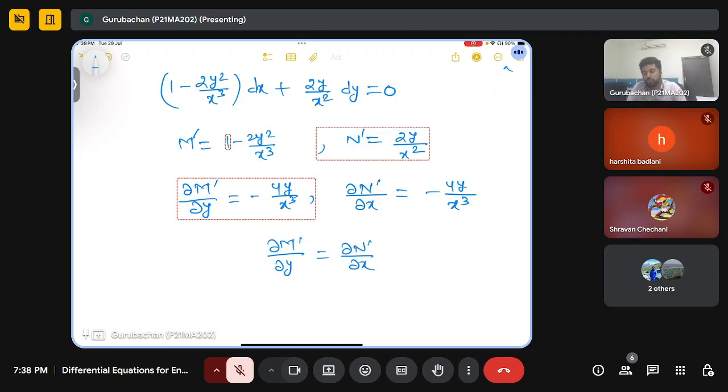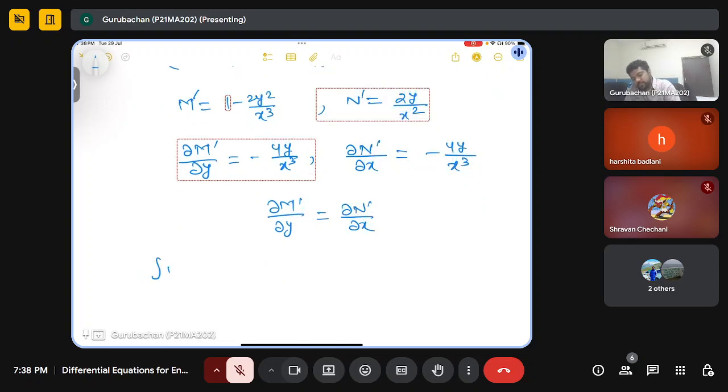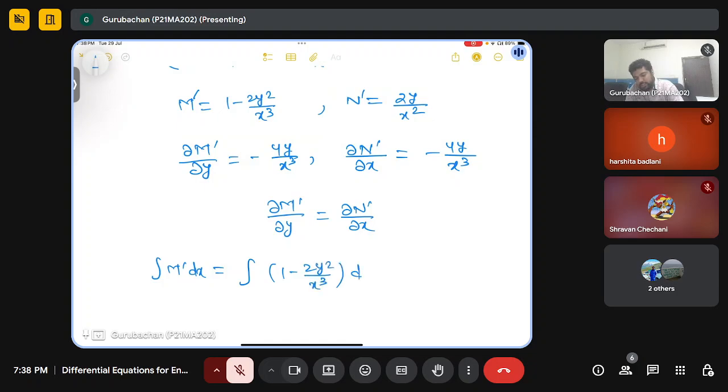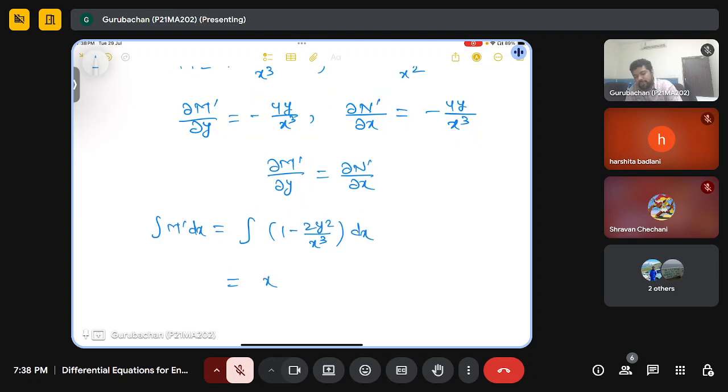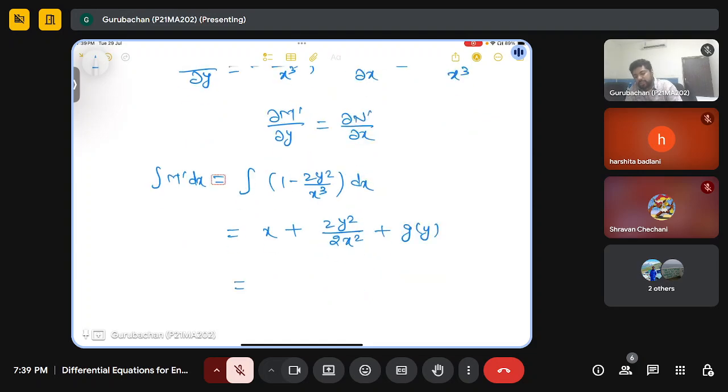So we can follow the approach of exactness. So integral of m dash dx, first we need to calculate this. I am calculating first with my method, then we will follow the lecture one. So this will be the integral of 1 minus 2y square by x cube dx. So this will give us x plus 2y square divided by 2x square plus some function g of y. So this gives x plus y square divided by x square plus some function g of y.